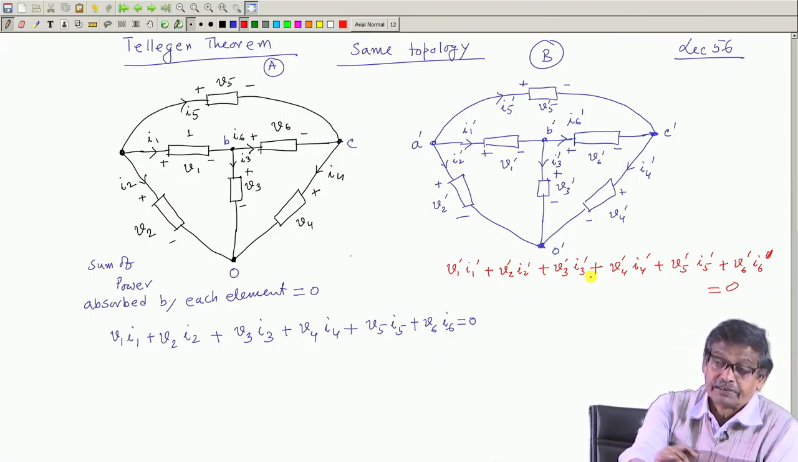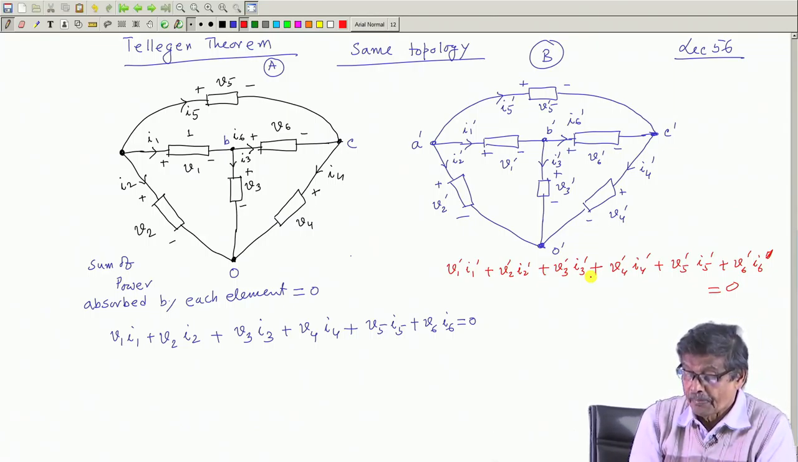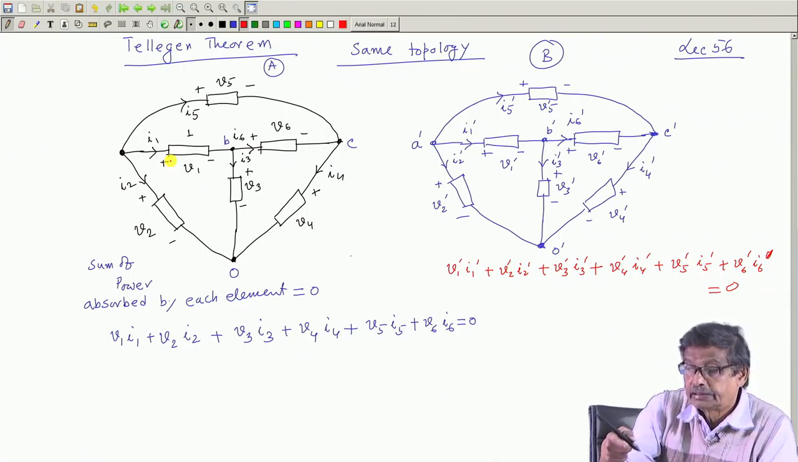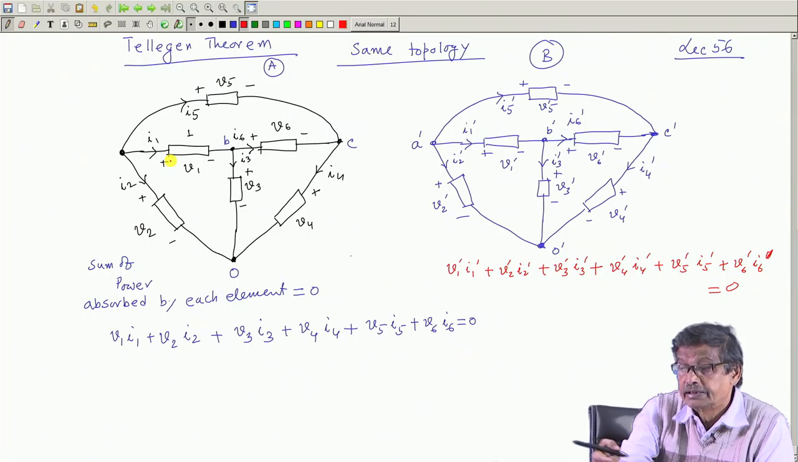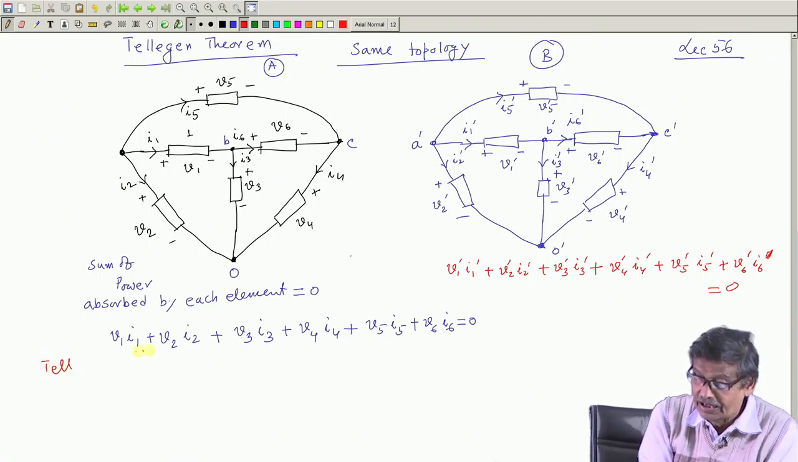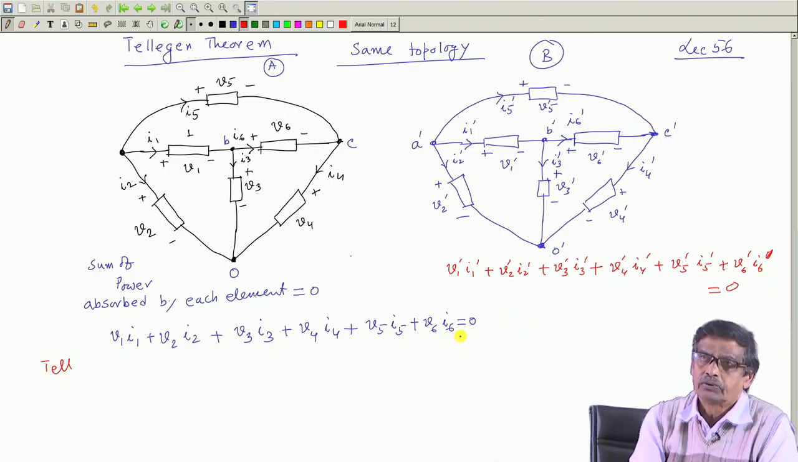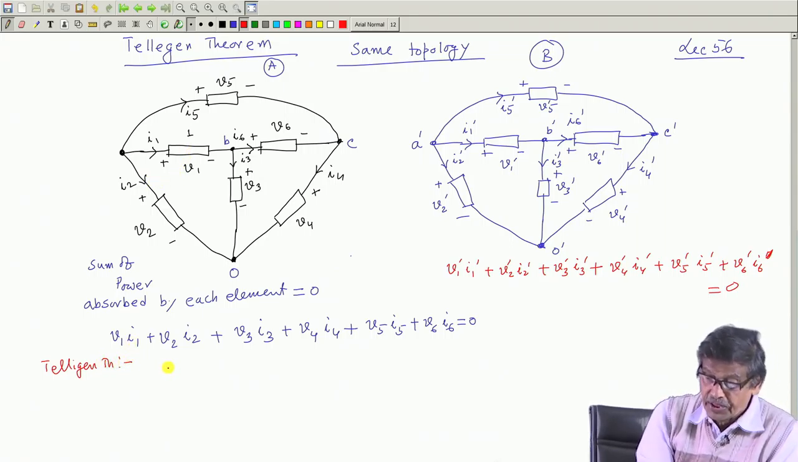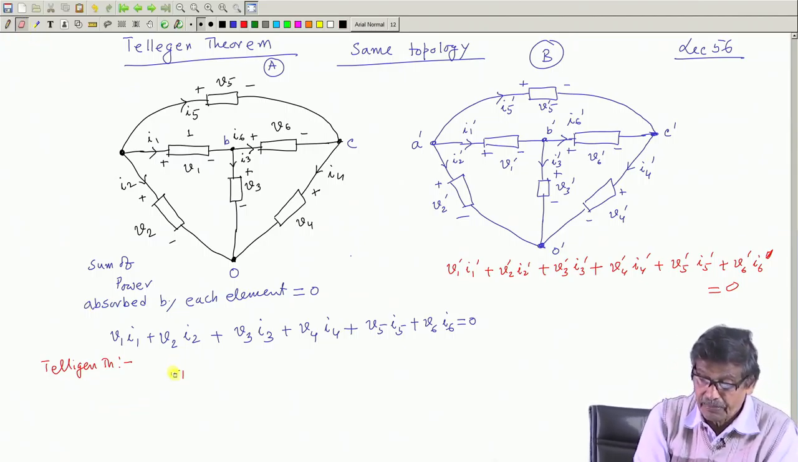But now, Tellegen's theorem states that if you multiply voltages of network A with corresponding currents in those elements in network B, that is what I will do. The earlier one is not Tellegen's theorem, it is known, total power absorbed will be 0. Tellegen's theorem tells that you take the voltage of this network, let us use a different color. Say you take this color.